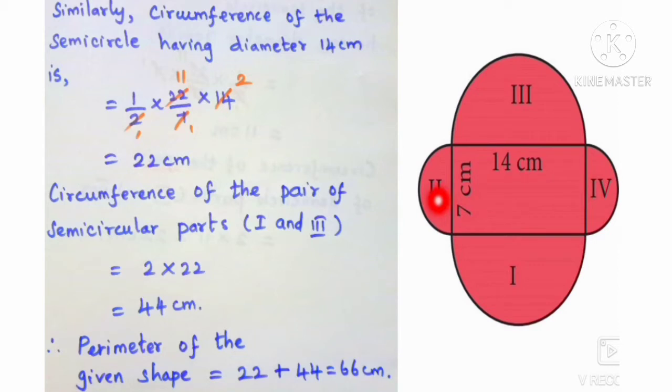Now adding these two values we get perimeter of the given shape, that is circumference of the pair of semicircle parts 2 and 4 plus circumference of the pair of semicircle parts 1 and 3. That is 22 plus 44 is equal to 66 centimeter.